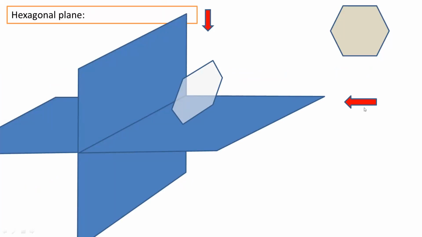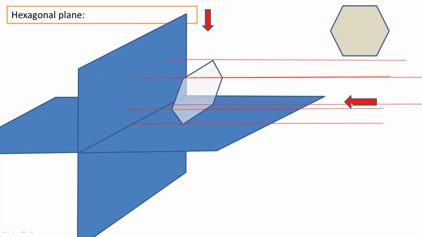So in the front view, you can observe the true shape of the given hexagonal plane. So why do we observe the true shape in the front view? Because the plane is parallel to the vertical plane. Okay. And in the top view, we will just observe a single line.